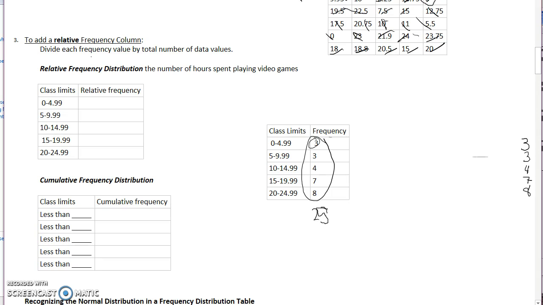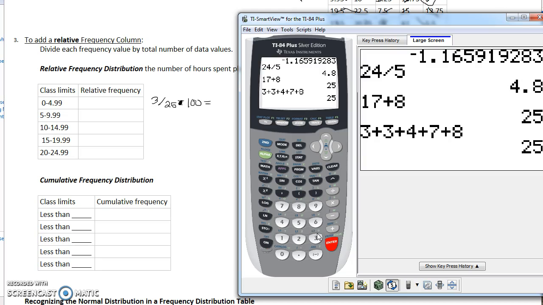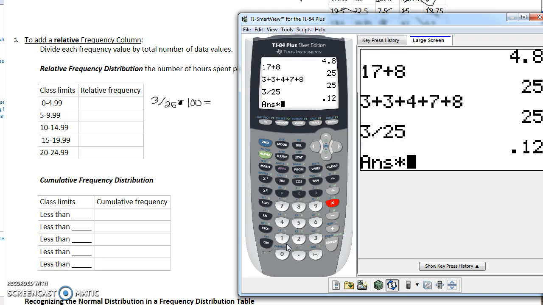Sorry, switching to the pen now. All right, so we know there are 25 total. We had 3 in this first class, so it's going to be 3 divided by 25. That will get you the decimal equivalent, and then we're going to multiply that by 100. So 3 divided by 25 times 100. You can do this with me. I would encourage you to do this with me.